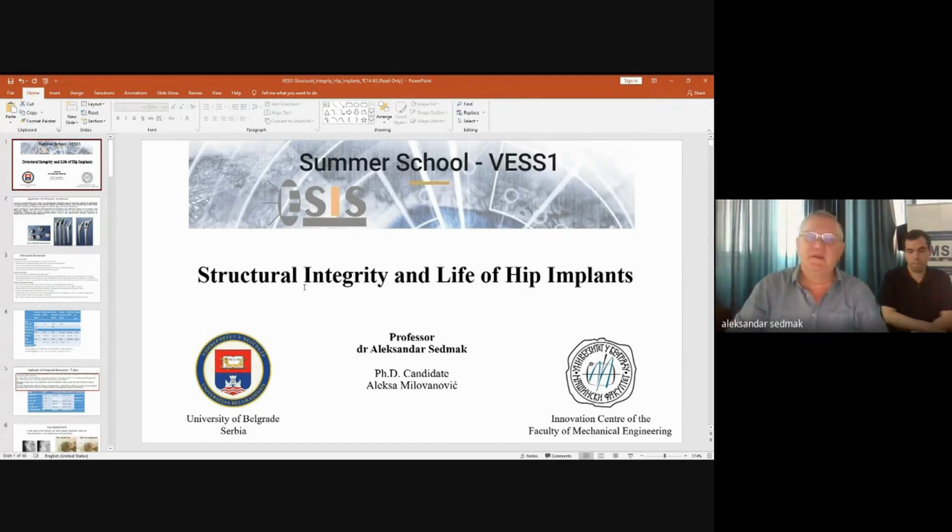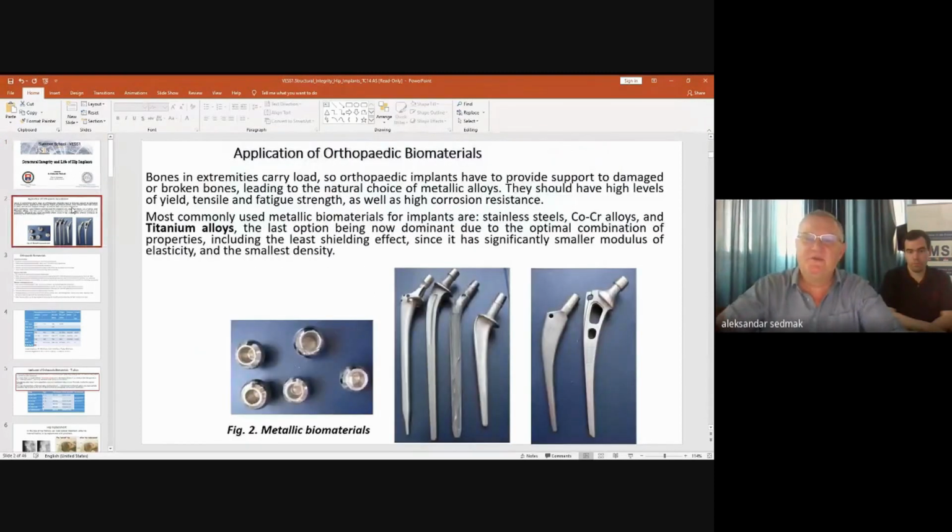You will see in this presentation that we are dealing with metallic materials. So the previous lecture was an excellent introduction in general and of course focused on polymers. Now you will get another view of biomaterials from the metallic materials point of view practically.